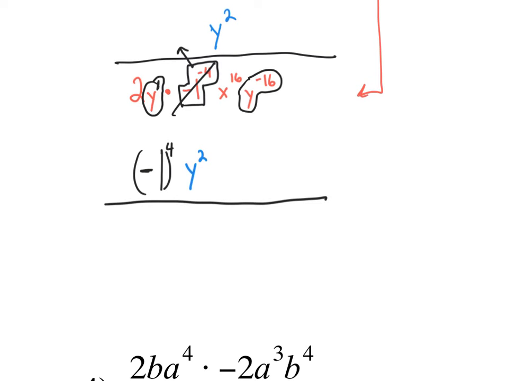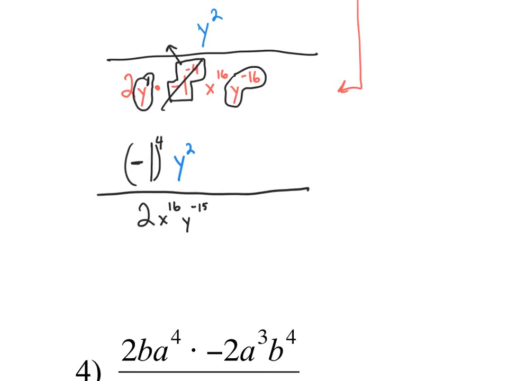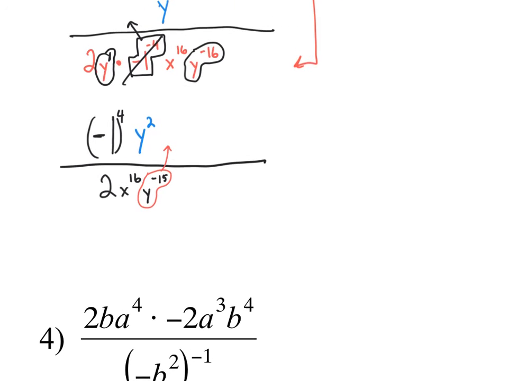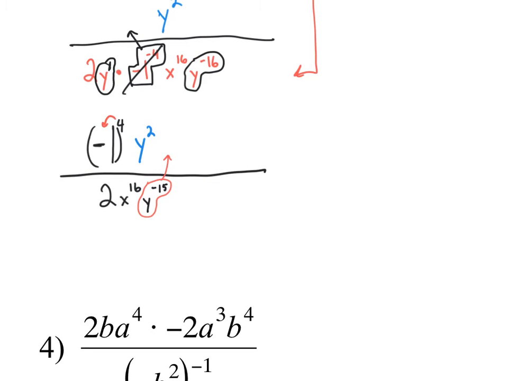All right, so that moves up. Let's combine. The 2 and the x to the 16th still stay there, but now I've got y to the -15th, because now the y's make sense that way. All right, now let's think about what if I took this and it's got a negative power, so I want to move it up. Let's work this out right here.